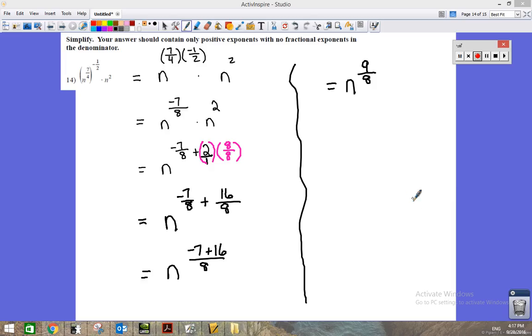Now, really, this one is easier than the one that we did today because I don't have any variables in the denominator. It said no fractional exponents in the denominator, but hey, this is in the numerator. So I'm good to go here. This is my final answer. So it's easier than I thought it was going to be.